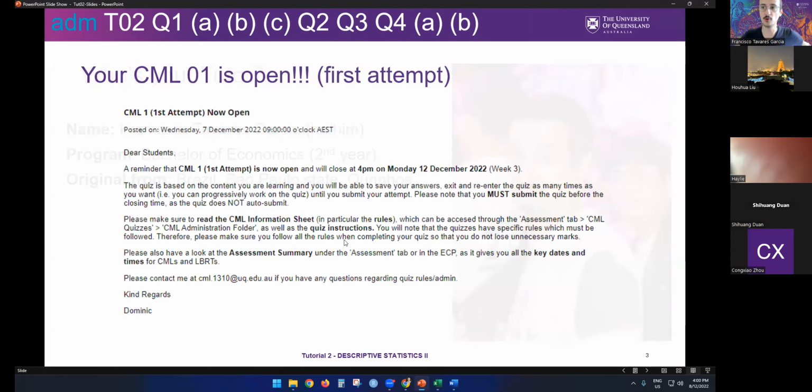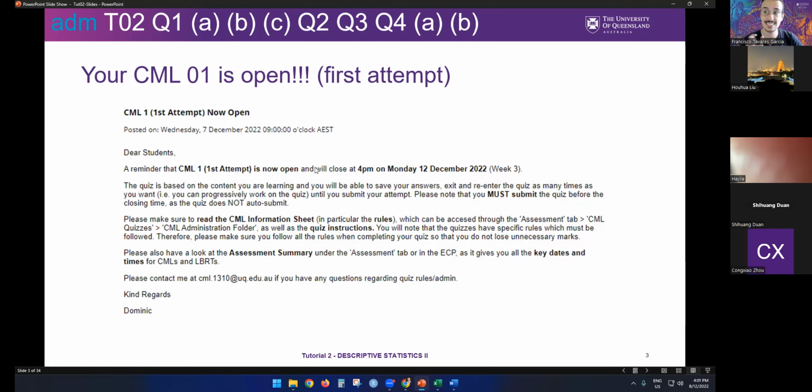Let's start with the admin stuff, and very, very important now. You probably saw the announcement yesterday. The first CML is available. It's open, and you can start working on it right now. And you must submit by the 12th of December.